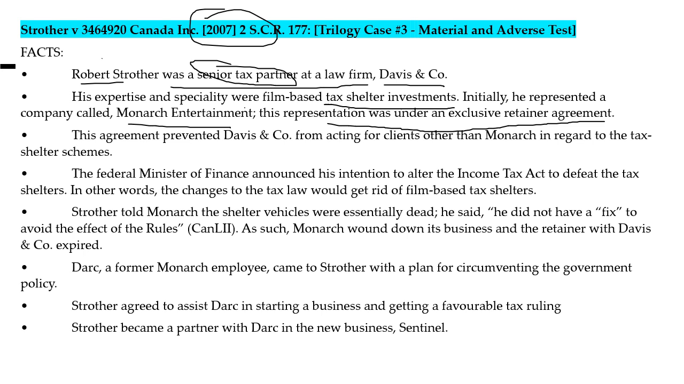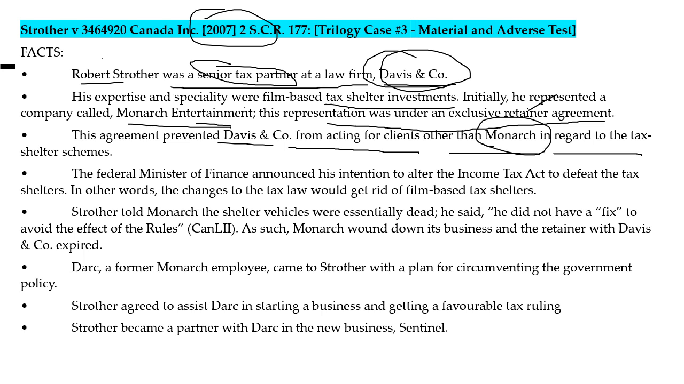This retainer agreement prevented Davis and Company from acting for clients other than Monarch in regard to tax shelter scheme. So this particular Monarch Entertainment under this retainer agreement said that this law firm Davis and Company can only represent them. You cannot represent any other client related to tax shelter scheme other than Monarch.